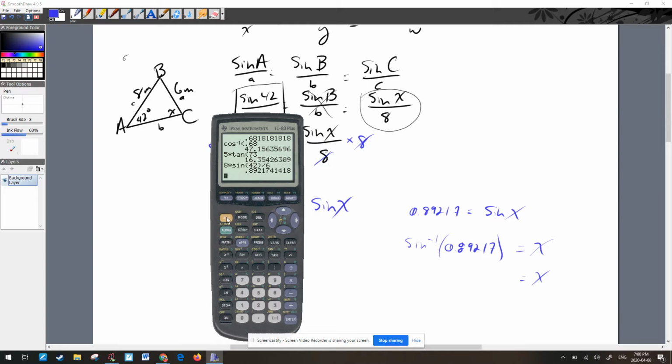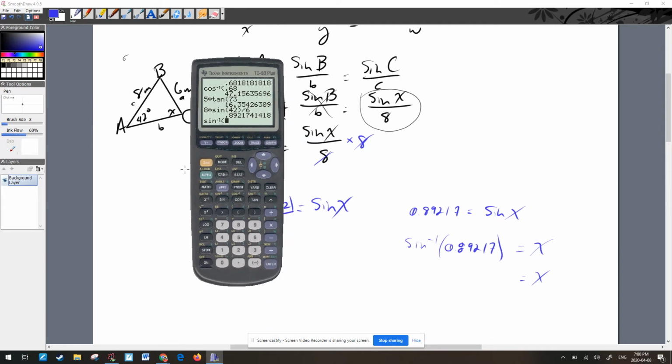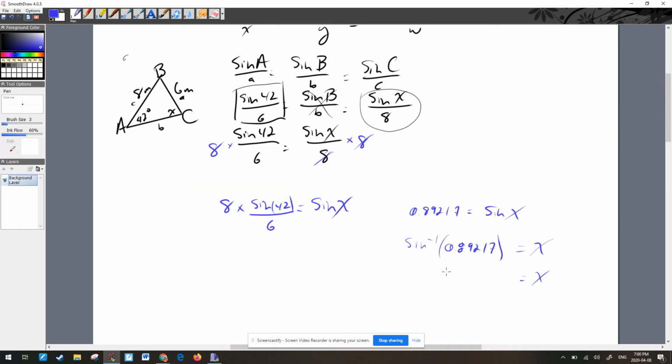So I would type in second function sine inverse. Now on my calculator, to get the last answer, I can do second function answer. And a lot of you have a comparable facility on your calculator to do that. So I didn't lose any decimal places in that calculation, and I got 63.15 degrees. Okay, so I come back here and I say that's 63.15 degrees. And that's actually the exact answer.